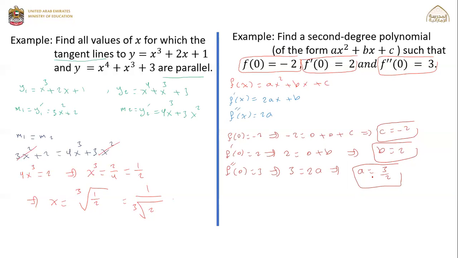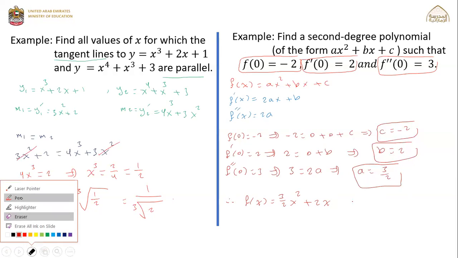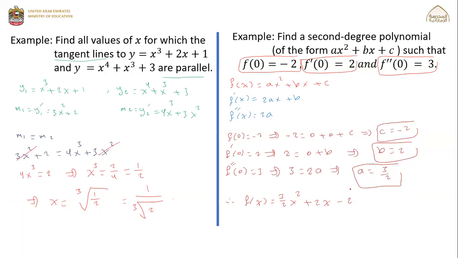Okay, after I find the values of a, b, and c, I can write now the function f of x as ax squared, the value of a is 3 over 2, so 3 over 2 x squared, plus bx, b equal 2, so 2x, plus c, which is minus 2. So this is the second degree polynomial with these conditions.